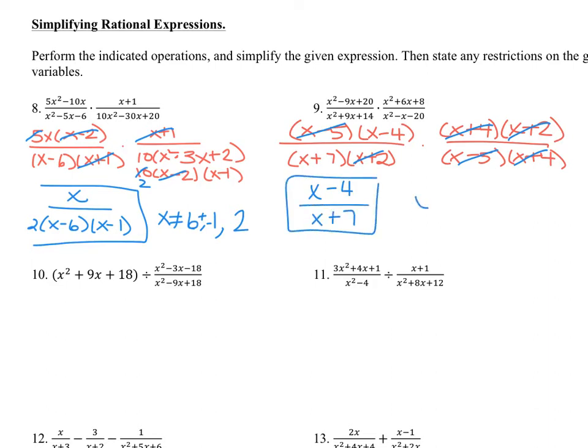So now if I state my restrictions, x cannot equal negative 7, since that makes my denominator zero. If I go up to look at what I crossed out, x can't equal 5 and x can't equal negative 4. And over here, x can't equal negative 2. So it can't be 5, it can't be negative 4, and it can't be negative 2.